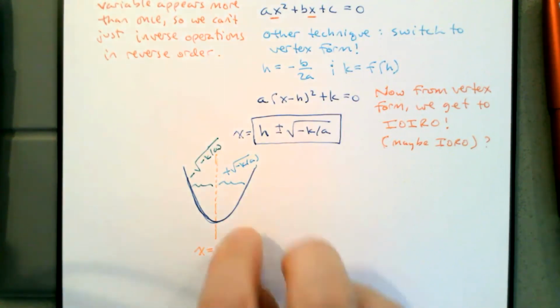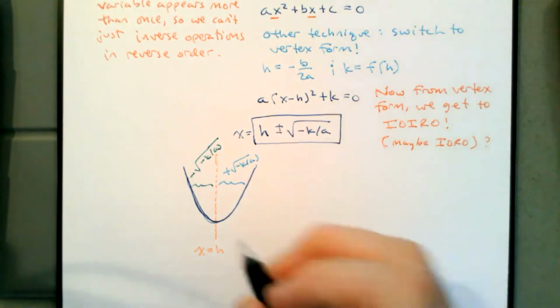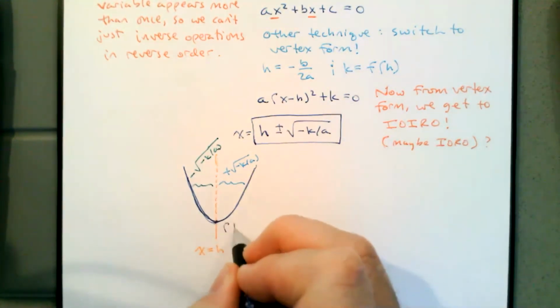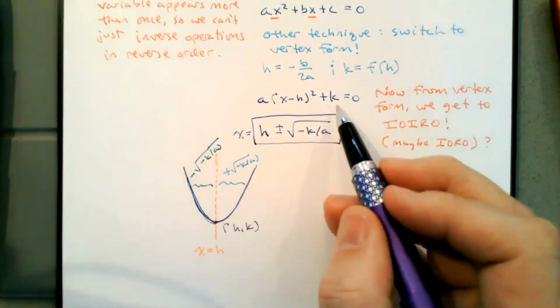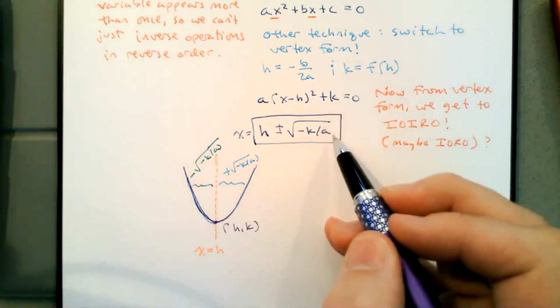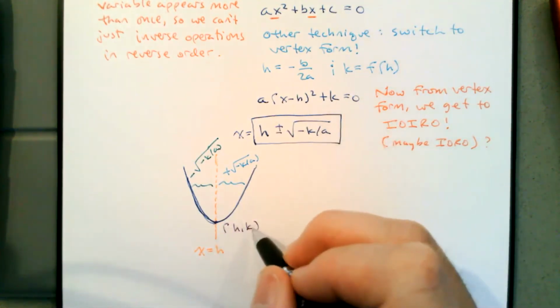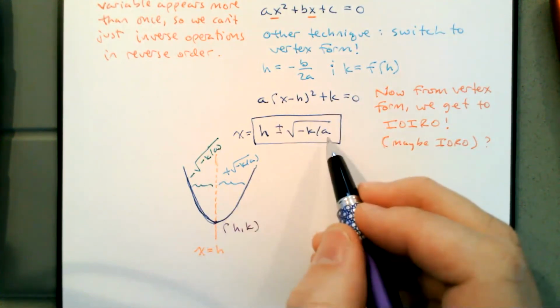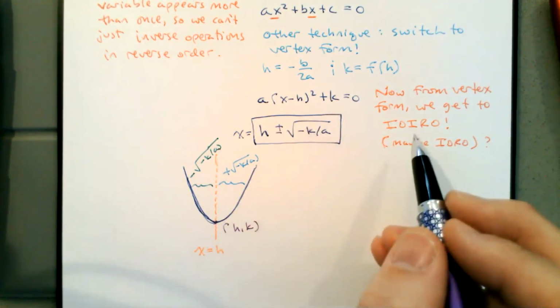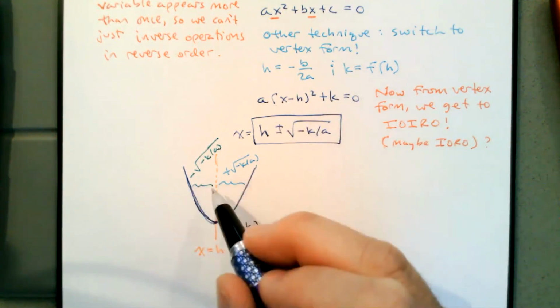Also, here's our vertex at h and k. Vertex is at h and k. And so if we see that h is negative and a is positive, then I've got k is negative, which means the parabola vertex is below the x-axis, and a positive means it opens up, which means we're going to have two solutions.